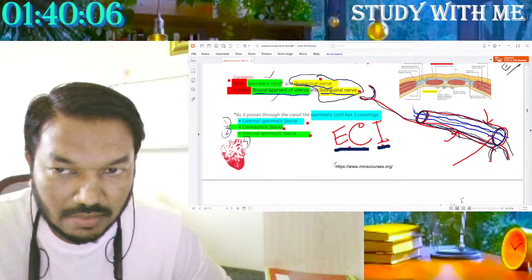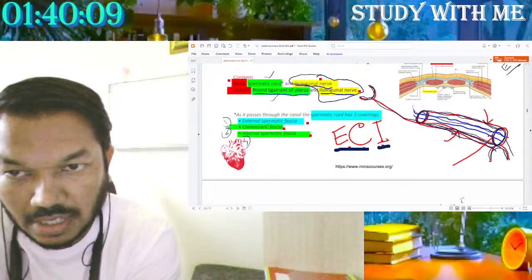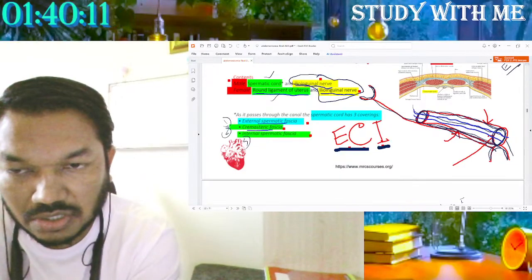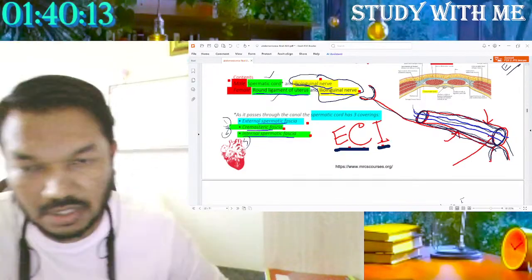Spermatic cord has three coverings. This is a simple question: external spermatic fascia, cremasteric fascia, internal spermatic fascia.